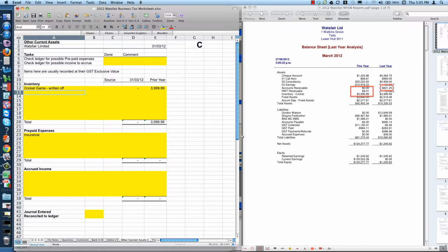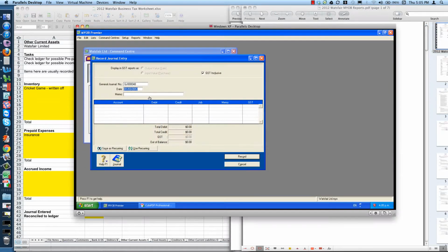So we're going to go to MYOB. I'm going to create a new journal.